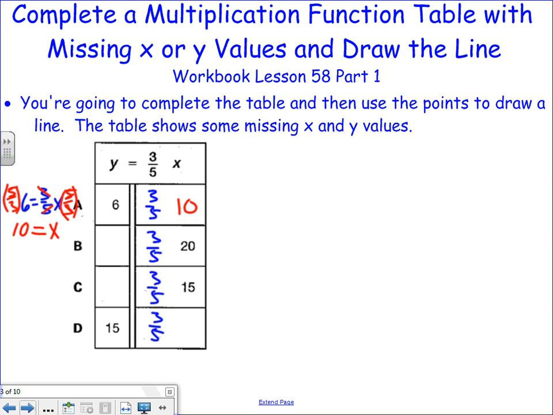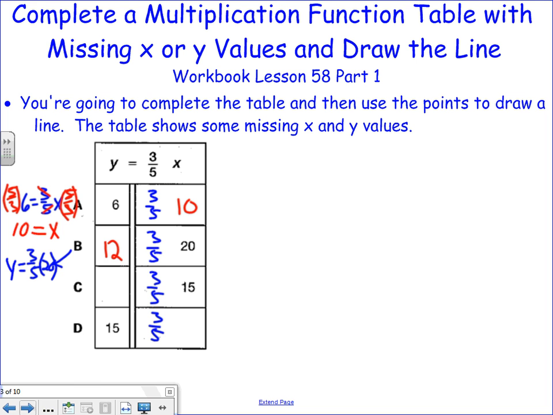Now for point B, this time you're missing the y. So the equation you really have here for B, again, is y equals 3/5 times 20. So in this one, you can just go ahead and multiply. So 3/5 times 20, that is going to be 12. So in this one, your y is 12. Okay. Now, C and D you can come up with on your own. You can go ahead and work those on your own.